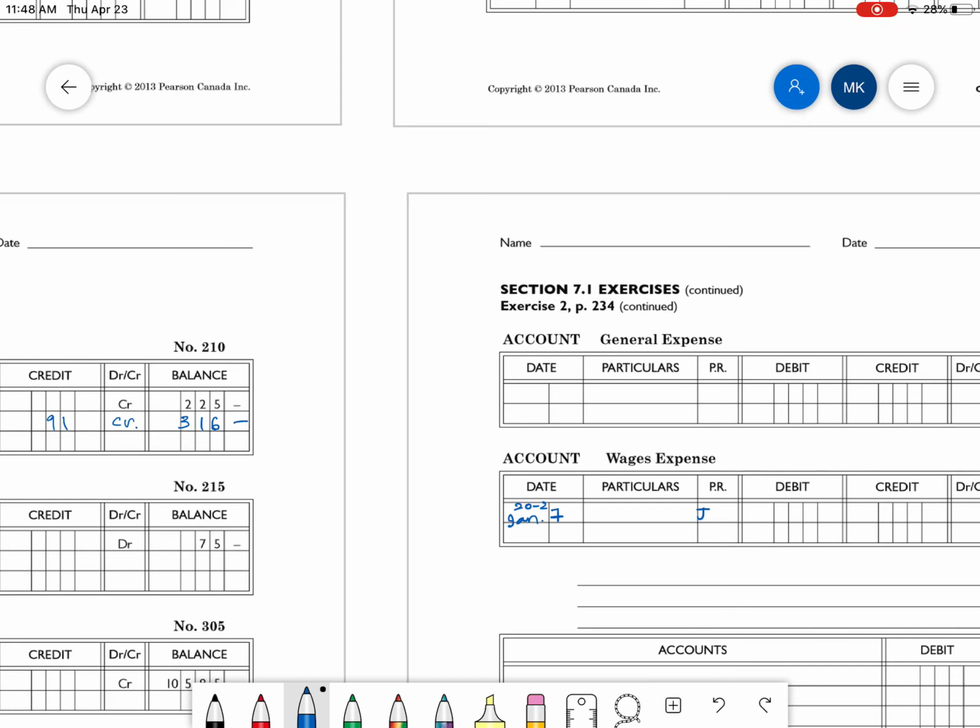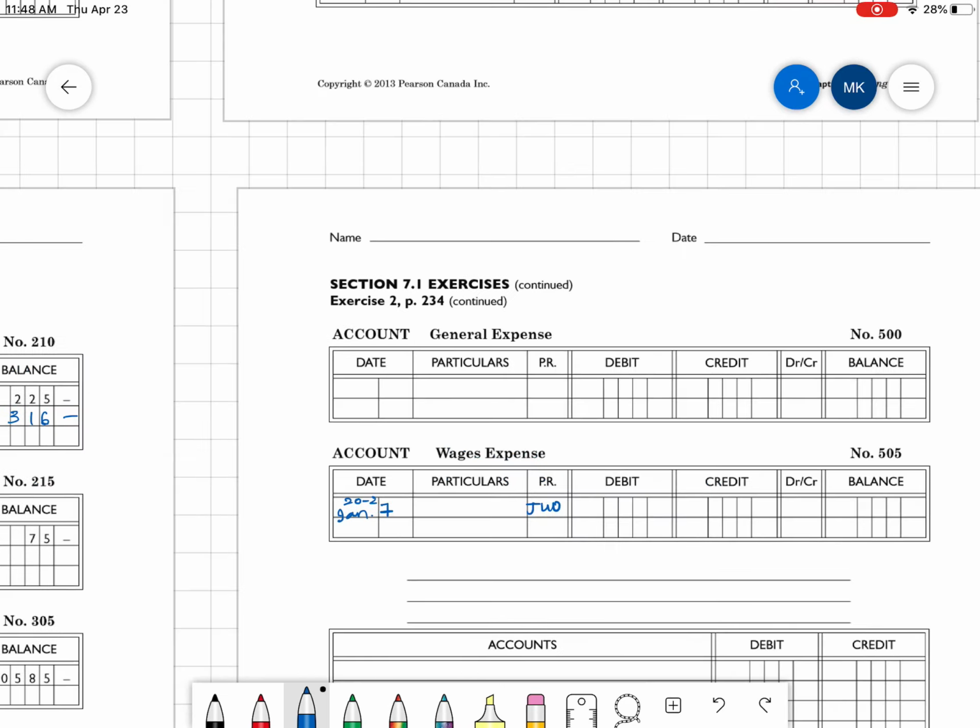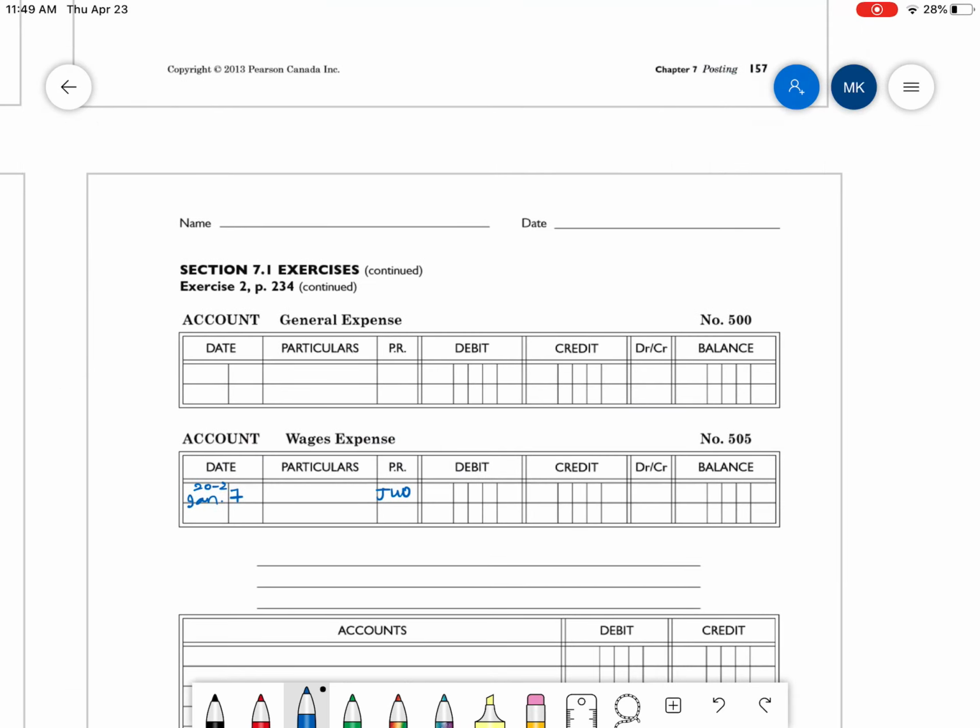Now the journal is J40 for all the journals. Now 1500 is on the debit. So you write 1500 on the debit, right? There is nothing on the balance, so your transaction itself is your balance. Debit 1500. All right. The other account that was being impacted by the journal entry was bank.